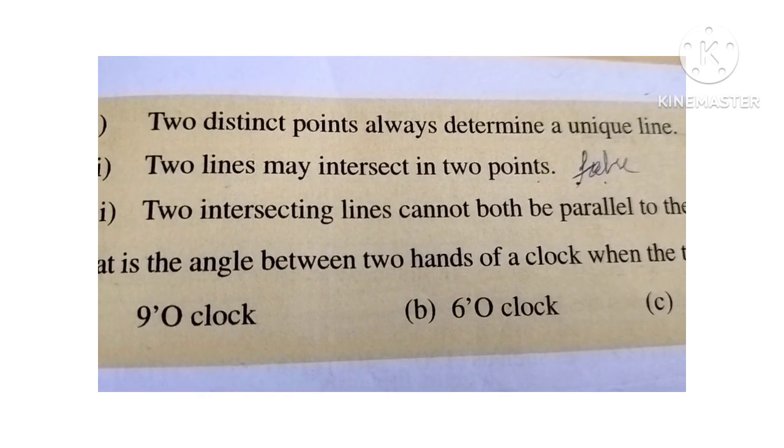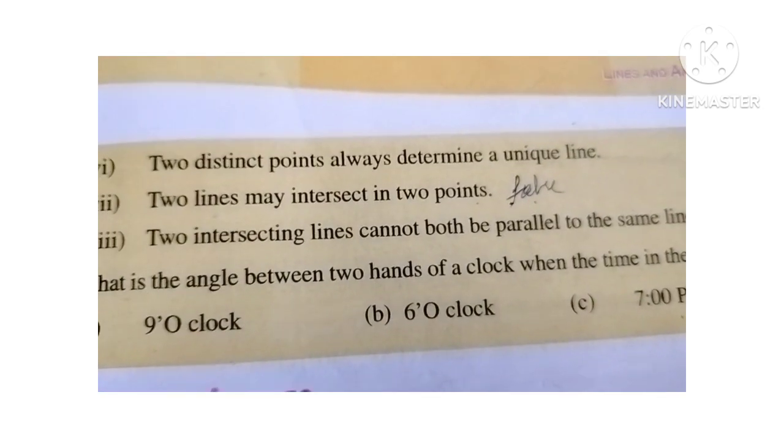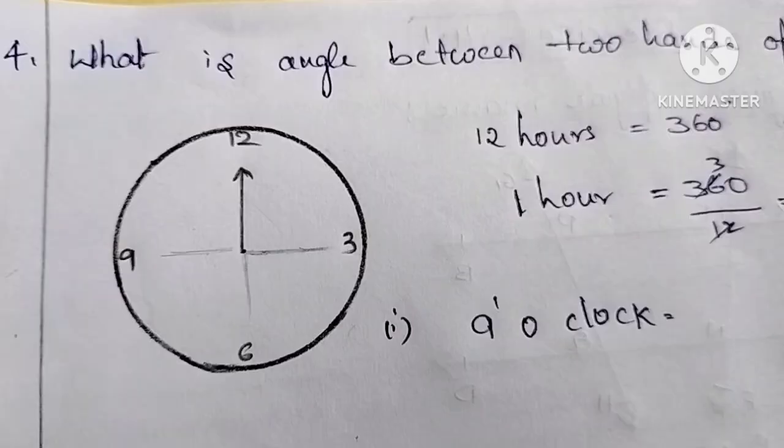Seventh one, two intersecting lines cannot both be parallel to the same line. They are intersecting lines, so how can they be parallel? They cannot be parallel to the same line. So it is true only.